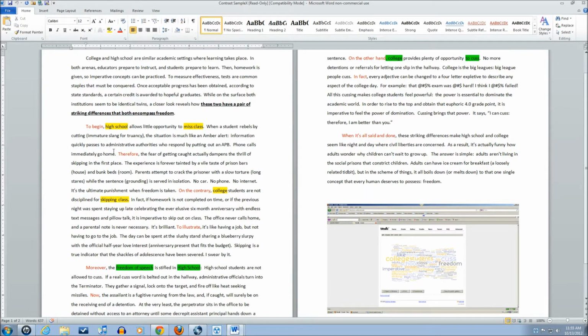Next, take note of the transitions and how they might be a little bit different. When you're switching from the non-favored to the favored, you want to use a transition such as on the contrary or on the other hand, which shows that we are now going to tell a different side of the story.